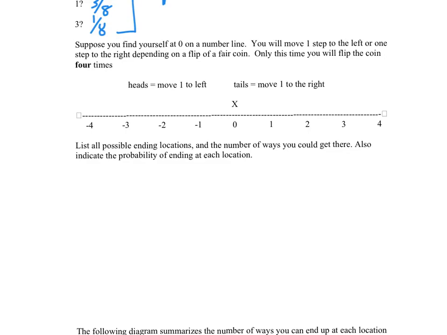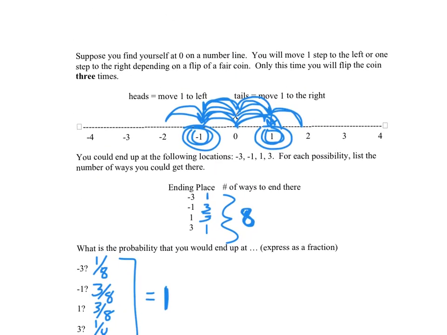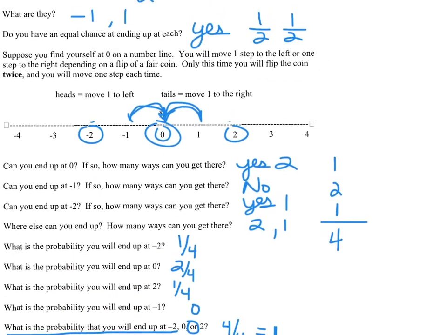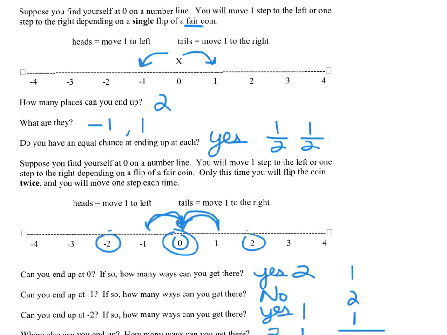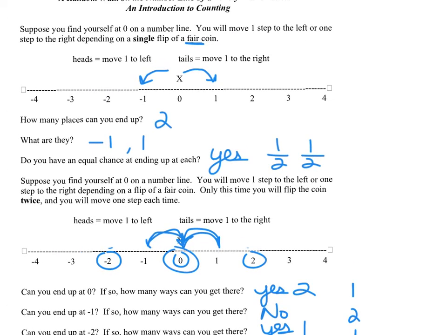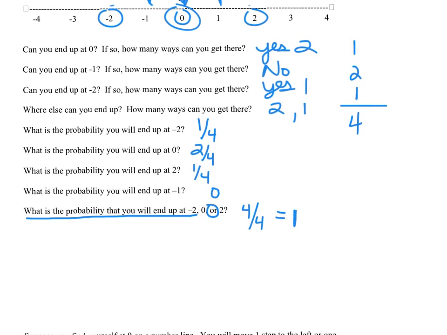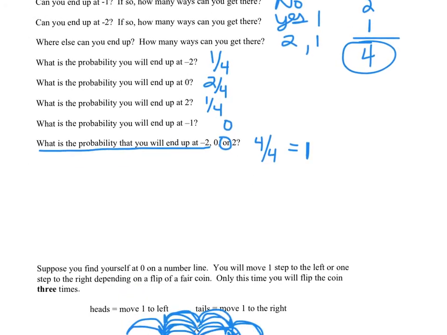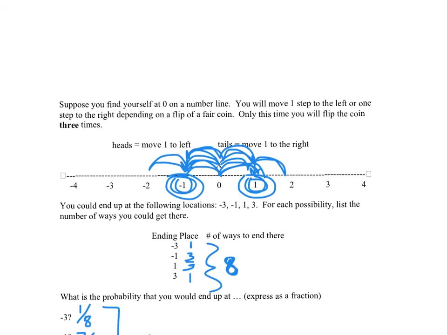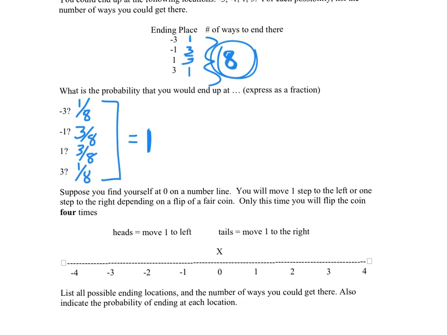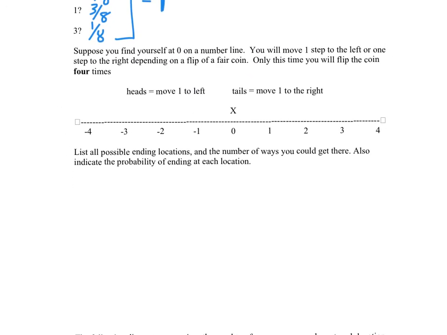4 times. So let's do a quick review, actually. The possible outcomes with 1 flip was 2. The possible outcomes with 2 flips was 4. The possible outcomes with 3 flips is 8. You might be able to see the pattern at this point. Let's do 4 flips and see what happens.